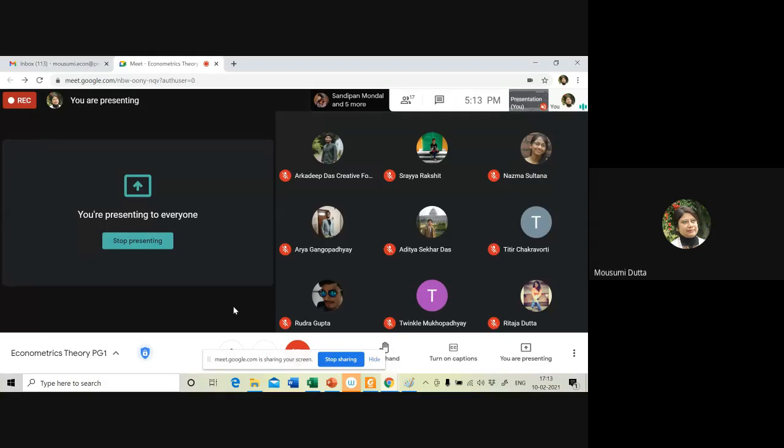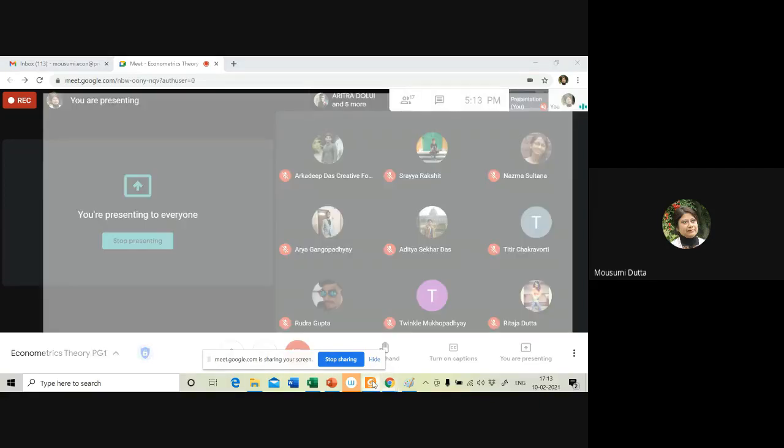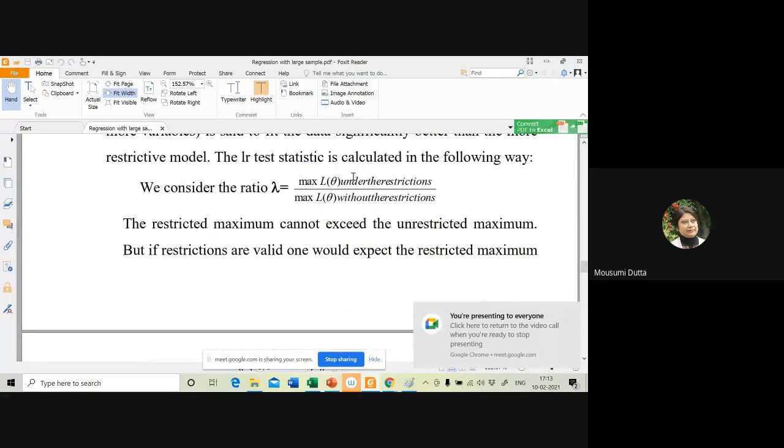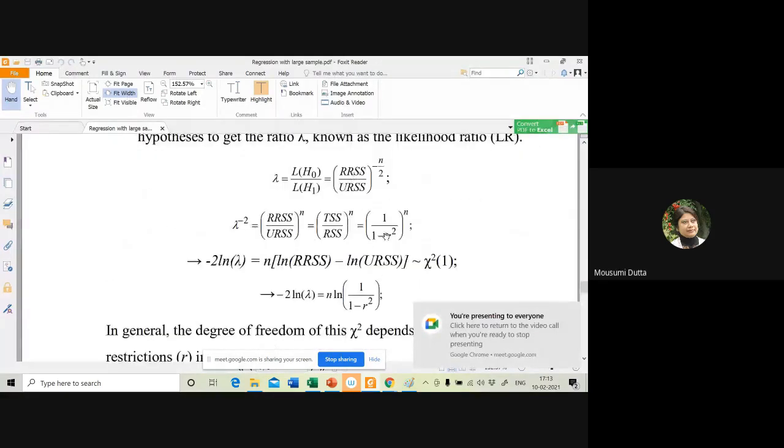Whereas the Wald test is based on the standard normal distribution, and it checks whether individual coefficients are significant or not. And you will find that all these distributions ultimately can be presented in terms of R square. So this is the formula by which you will be able to compare all these three tests.